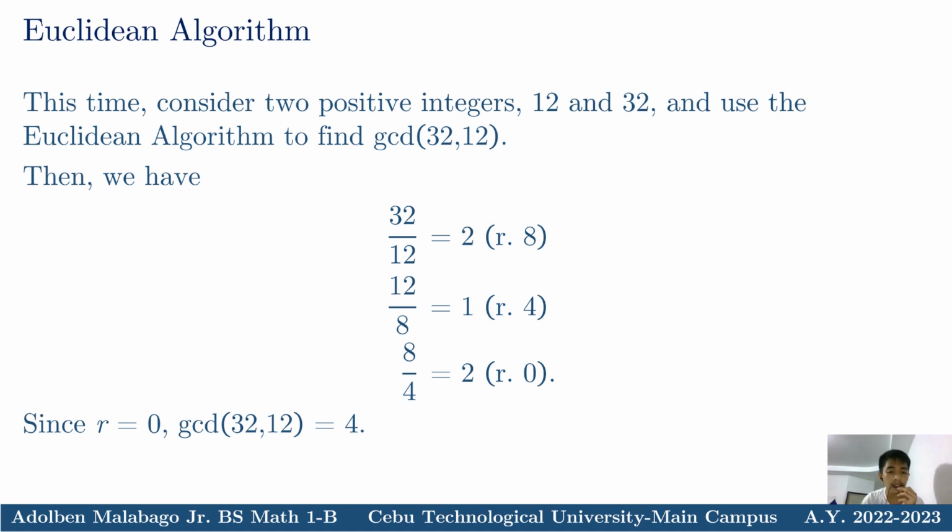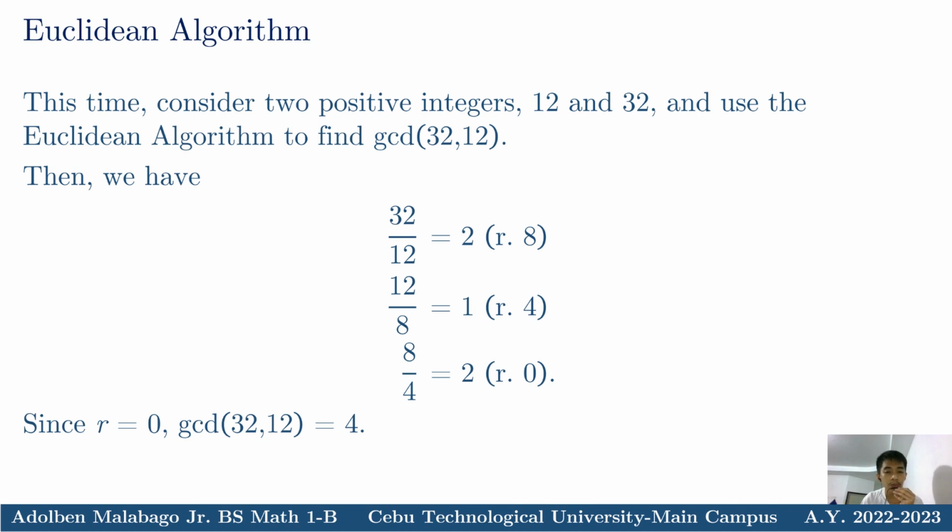And so since the remainder is still not 0, we will get the divisor 8 and place it on the numerator to become the dividend in the next set of division. But we will get the remainder 4 and place it on the denominator, just like the process we did earlier. So we have here 8 divided by 4 is equal to 2, which has no remainder since it can be completely divided by 4. Since r, the remainder, is now equal to 0, the GCD of 32 and 12 is equal to 4.